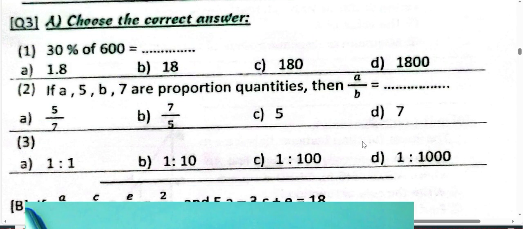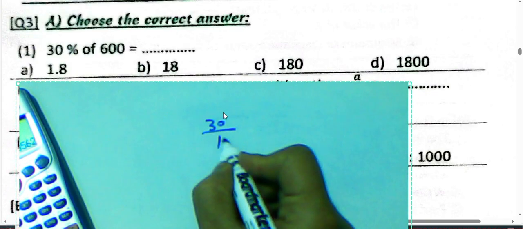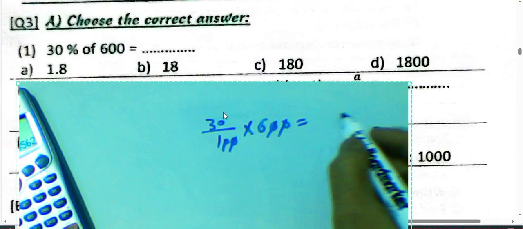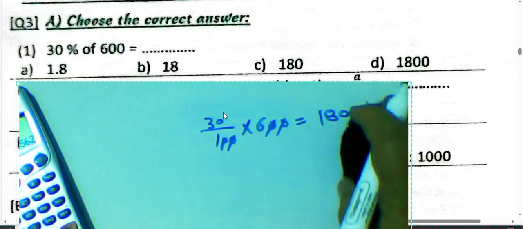It's a direct question. Okay, next question. 30% of 600, meaning 30 over 100 product by 600. We can divide it and write 0.3 times 600 equal 180. The result will be 180.